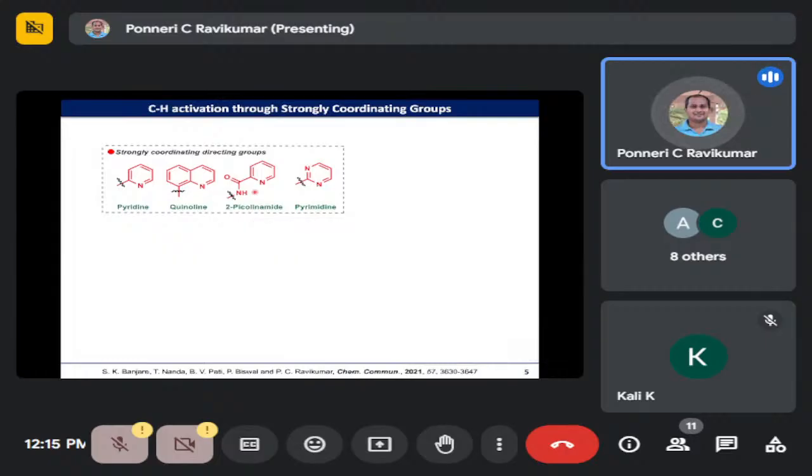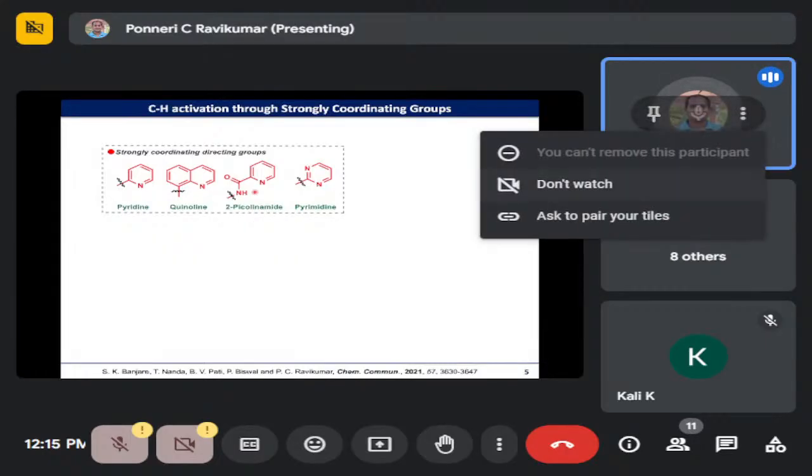That is then functionalized. The problem with the use of this strongly coordinating group is that even though you are able to directly functionalize the CH bond, the carbon now has a functional group, and the directing group stays intact after the functionalization. If we have to remove this, we have to use very harsh conditions, and often it is very difficult to remove. So this is a serious limitation of CH activation using strongly coordinating directing groups.